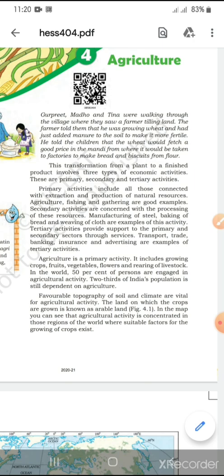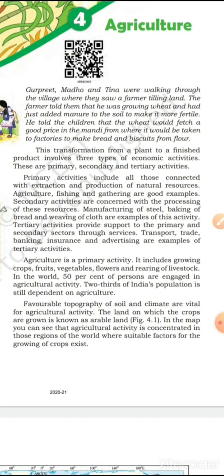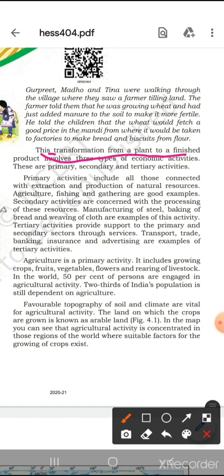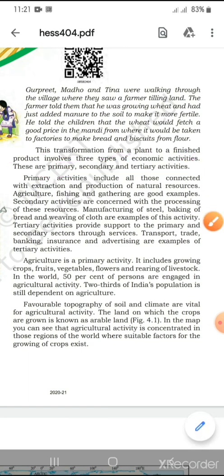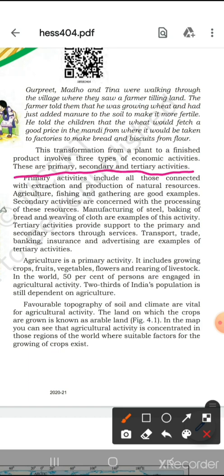Gurpreet, Madhav and Tina were walking through the village where they saw a farmer tilling land. The farmer told them that he was growing wheat and had just added manure to the soil to make it more fertile. He told the children that the wheat would fetch a good price in the mandi, from where it would be taken to the factories to make bread and biscuits from flour. This transformation from a plant to a finished product involves 3 types of economic activities. These are primary, secondary, and tertiary activities.